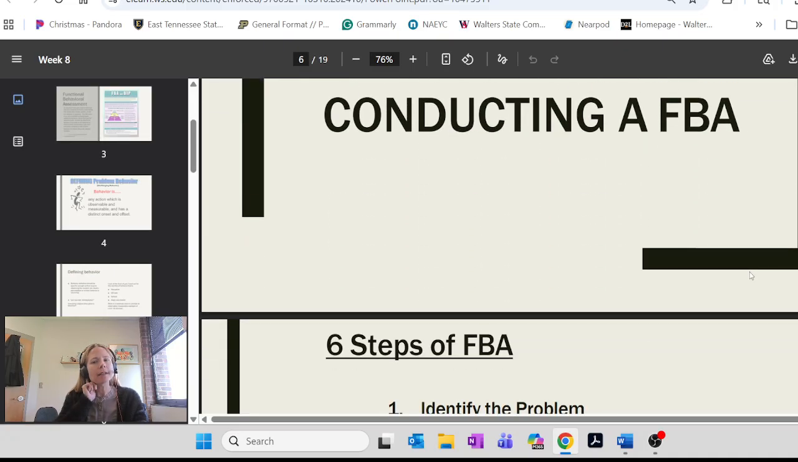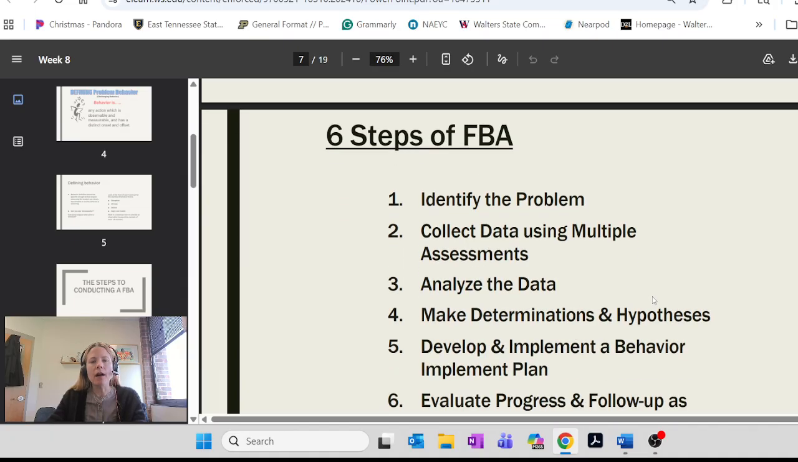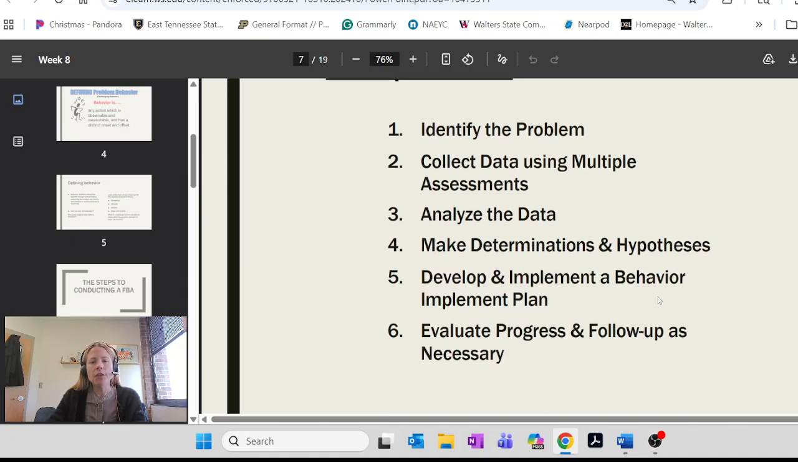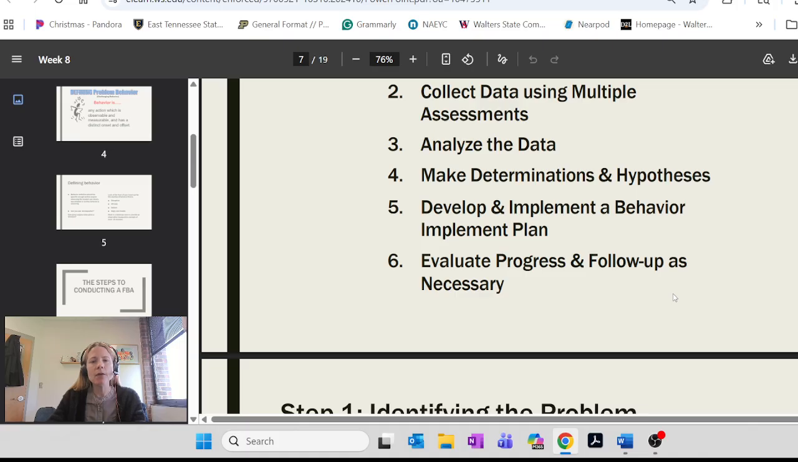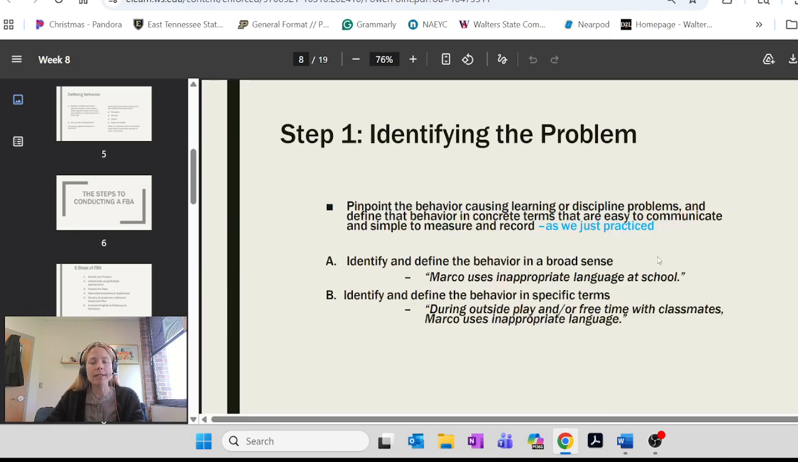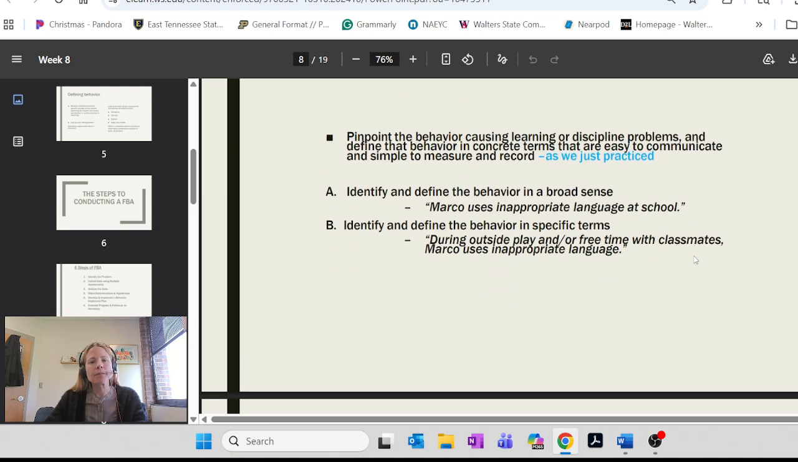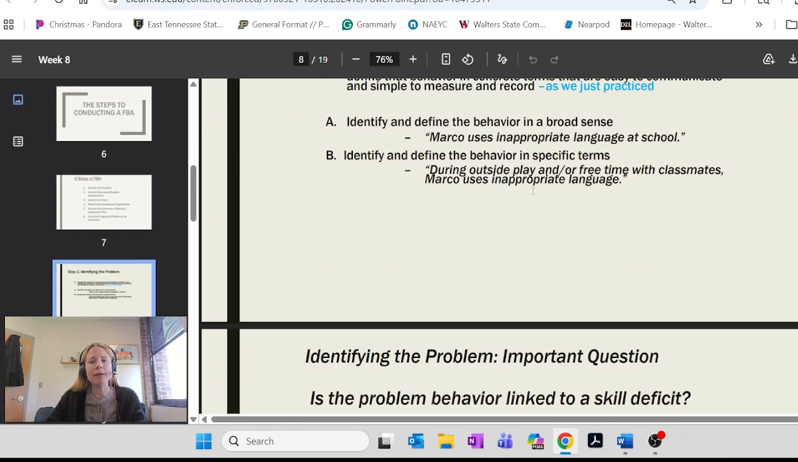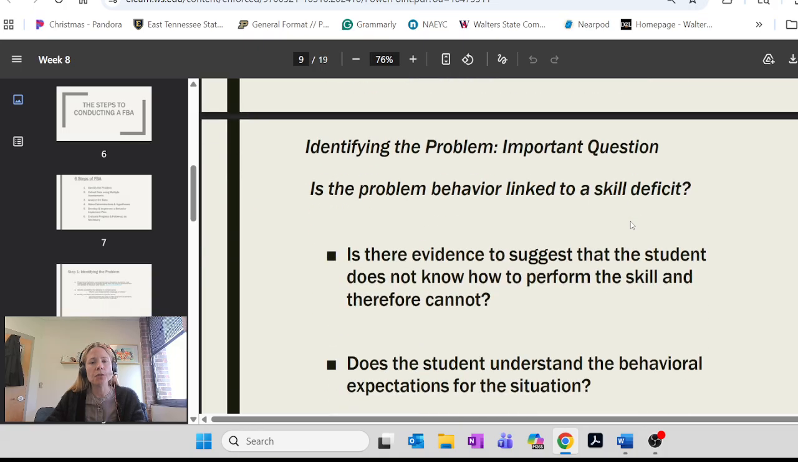Now, whenever you're conducting this FBA, or functional behavior assessment, there are steps that we follow. You identify the problem, you collect your data by doing multiple assessments. You analyze the data. You make determinations and hypotheses. Then you develop and implement a behavior intervention plan, and then you evaluate progress and follow up as necessary. And this is really good because we walk through each step with you on how you actually would identify the problem, right? And give you that language and terminology and specific terms to use.